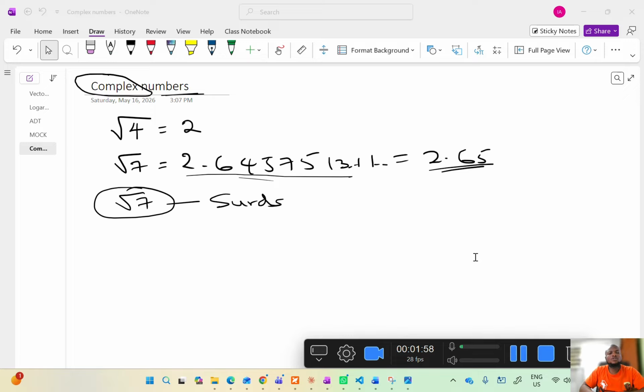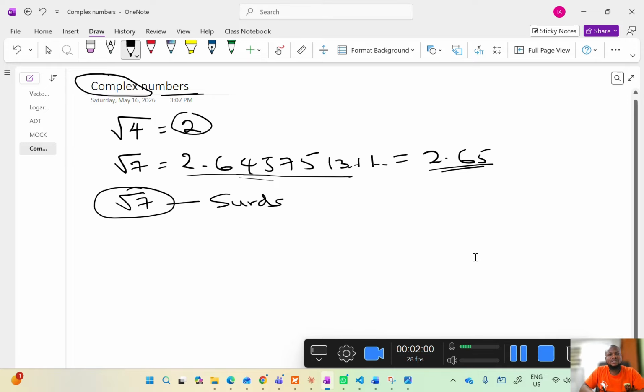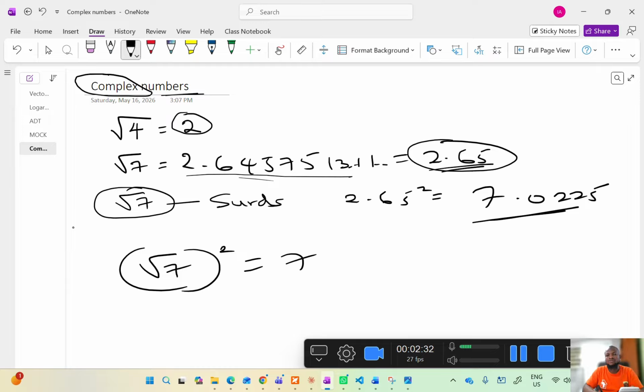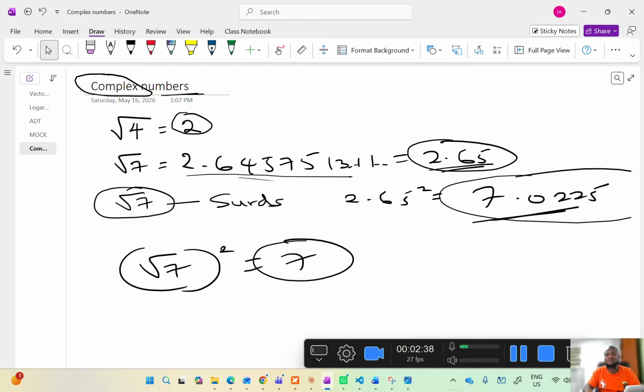So the square root of 4 is equal to 2. This is an exact value. But the square root of 7 is approximately 2.65, which is not an exact value. But the square root of 7, if left this way, is an exact value. I hope you understand that. What is the difference? 2.65 squared, like I said, is an approximate value. 2.65 squared is equal to 7.0225. You can see it is not equal to 7. But root 7 squared is equal to 7. You can see that. So this is an exact value. This is not an exact value. I hope this is understood.